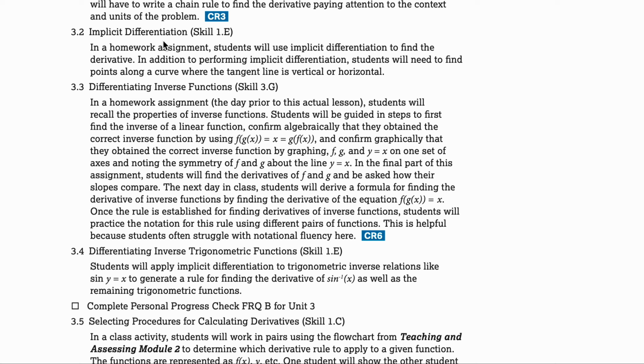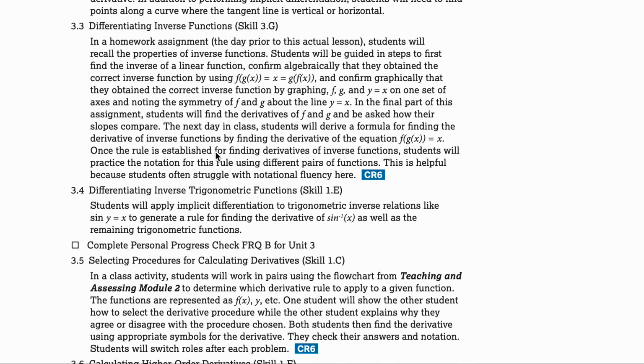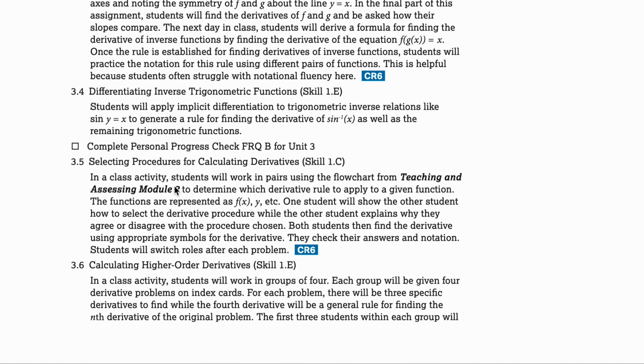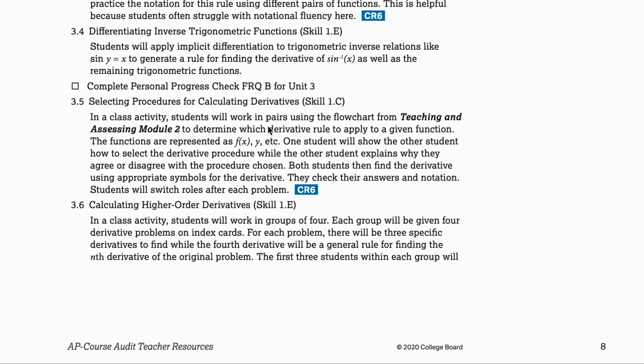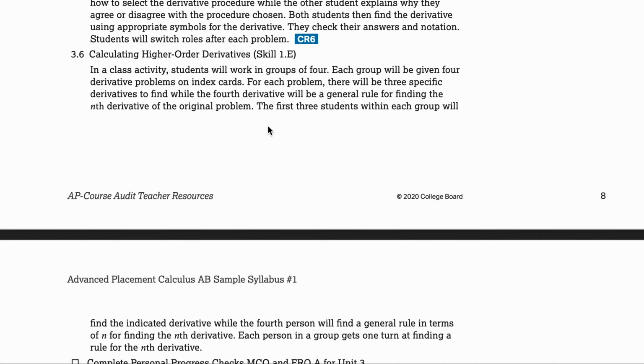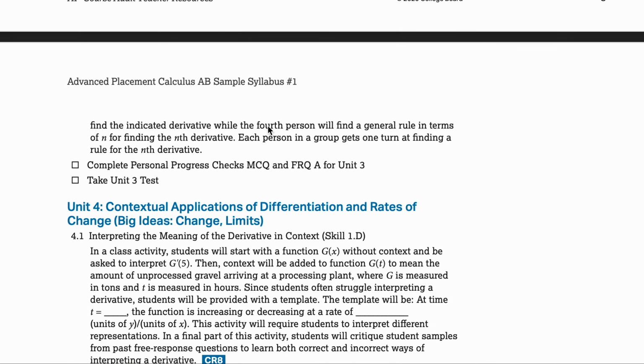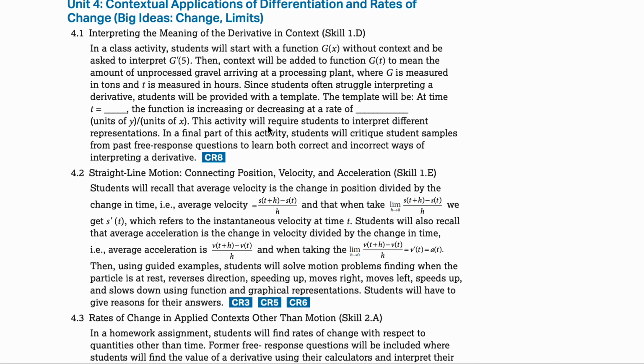You learn how to implicitly differentiate a function, which is where you basically have x and y on the same side rather than the function already having been solved for y. You learn how to differentiate inverse functions, how to differentiate inverse trig functions. Let's see what else. Higher order derivatives. So you also learn how to take the second derivative. So up until this time, you've only taken the first derivative, but to take the second derivative, you take the derivative of the derivative.